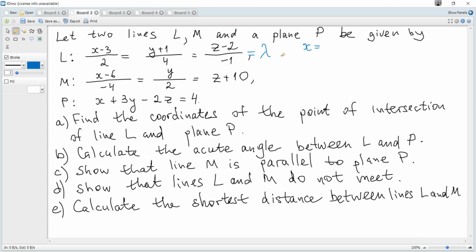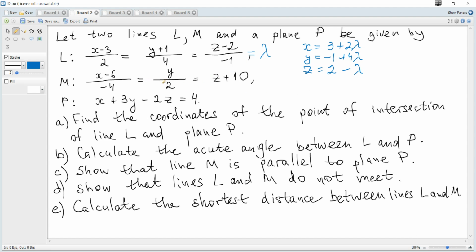X is what? 3 plus 2 lambda, and y is what? Y is -1 plus 4 lambda, and z is what? 2 minus lambda. It's a parametric form, and it becomes this vector plus lambda multiplied by this vector.